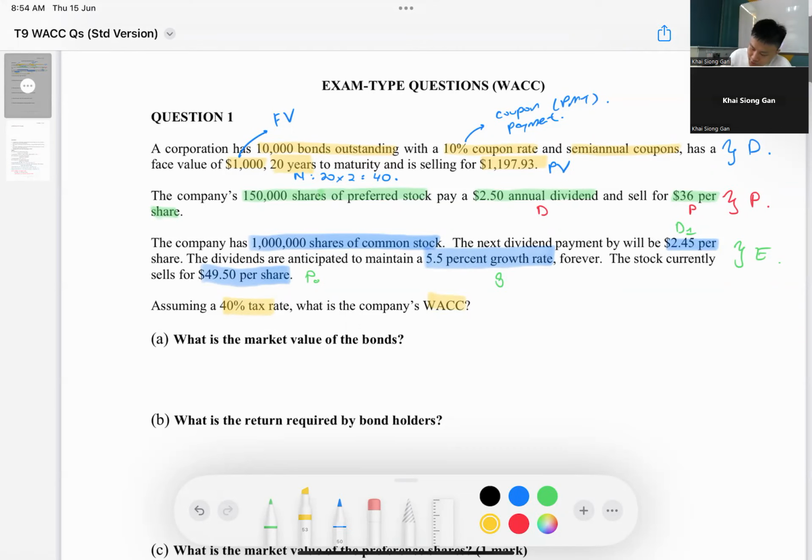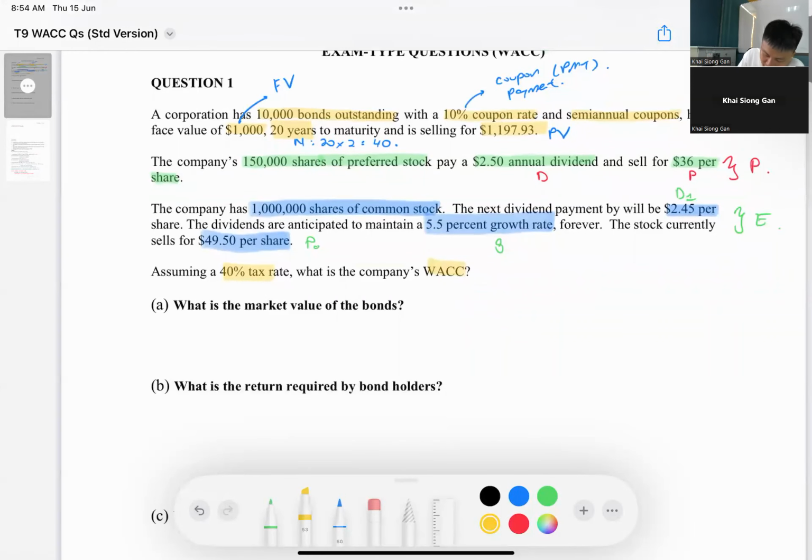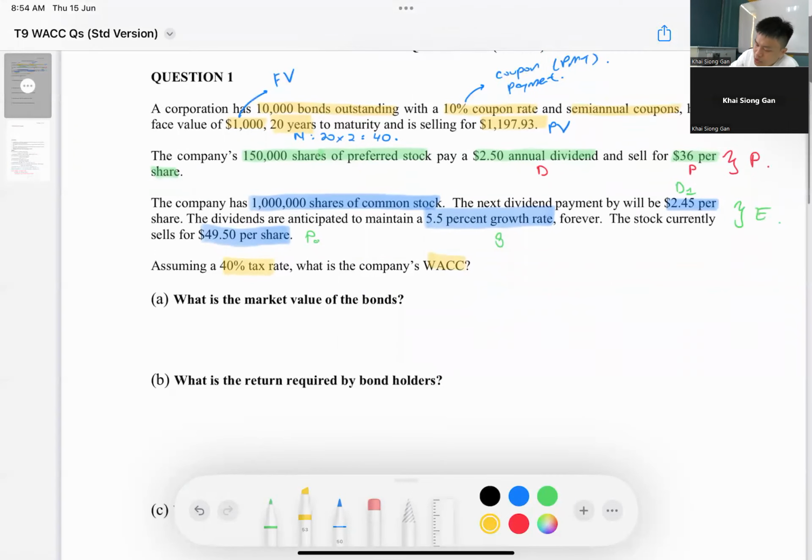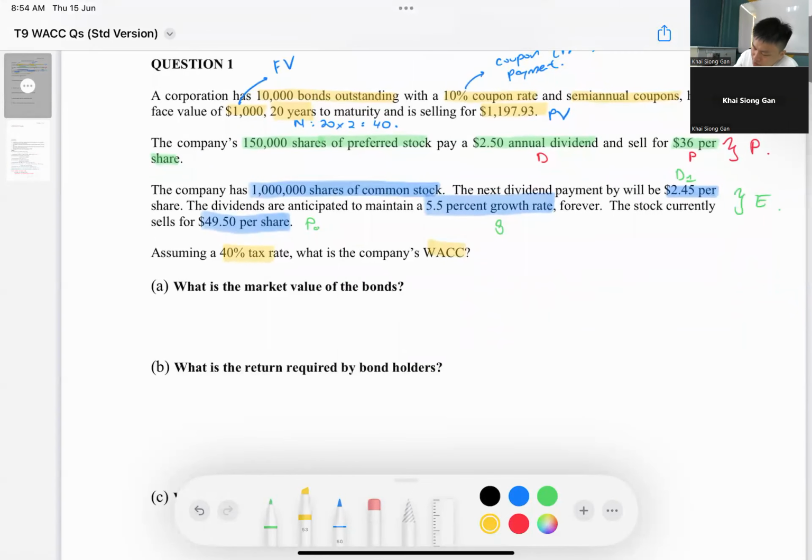Okay, so first one, what is the market value of the bonds? When we talk about the bonds, we're referring to the debt financing, which is the first component. Now I'm talking about the market value. So how do we calculate market value? You need to use the price times the number of outstanding bonds. So market value equals the price of bonds times the number of bonds that have been issued.